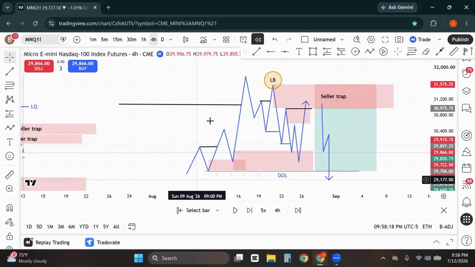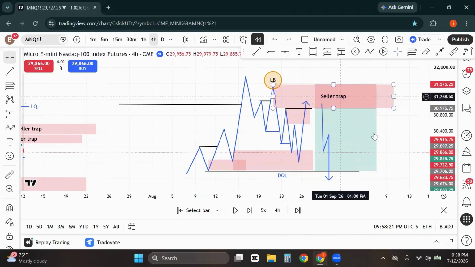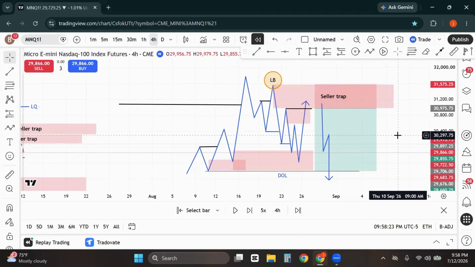So that's it. You obviously can flip this over to buy, where buyers get trapped. And this is obviously an example where sellers get trapped.